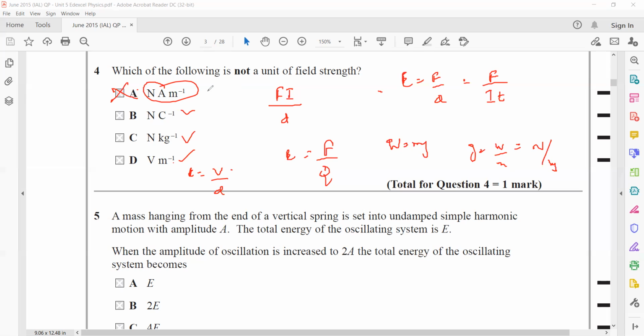And if it was magnetic field strength, F is equal to BIL, so B is equal to F divided by IL. So it will be Newton, ampere and distance, but it should be Newton, ampere inverse, meter inverse. But it is not, so that's why A is not the right answer.